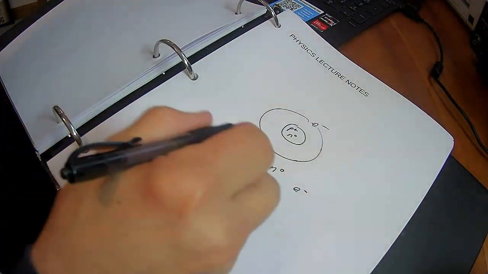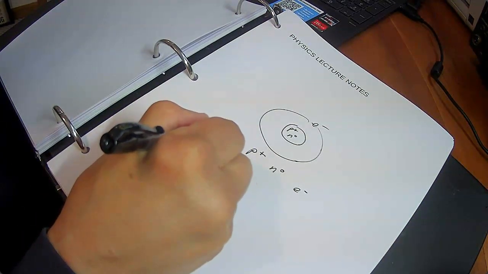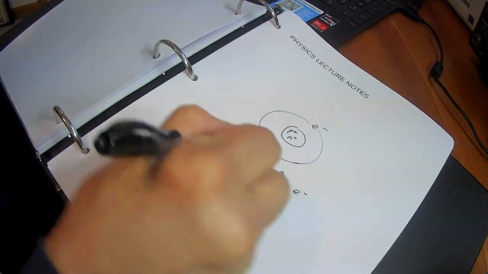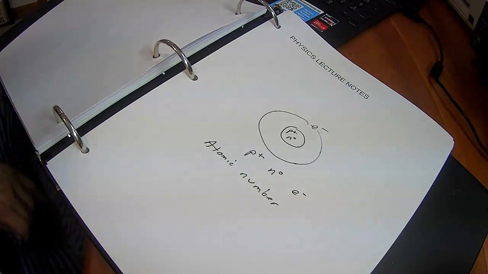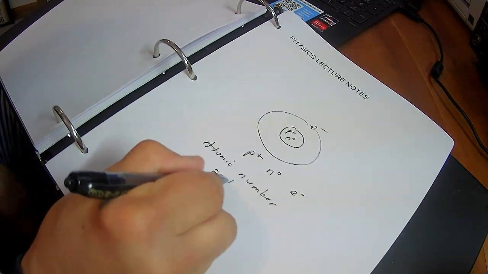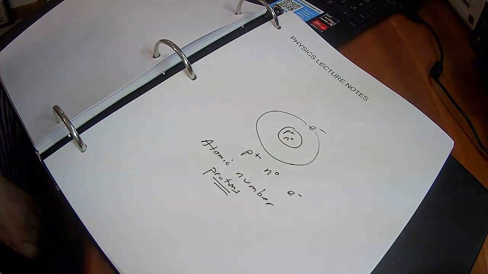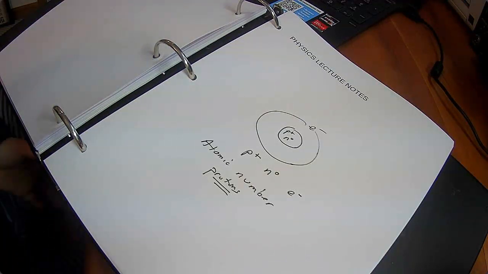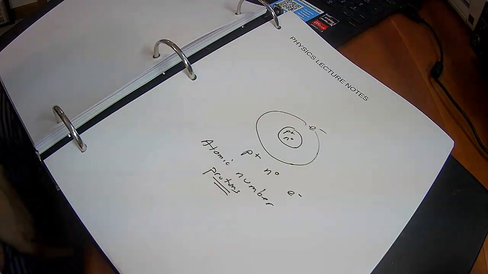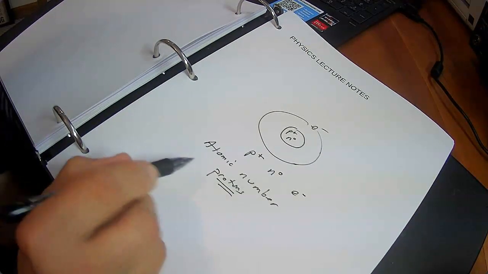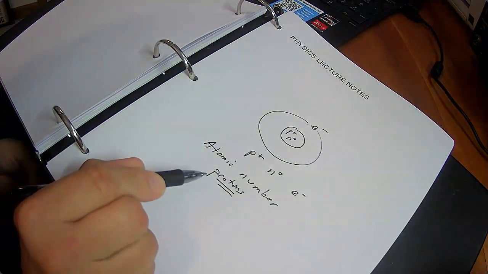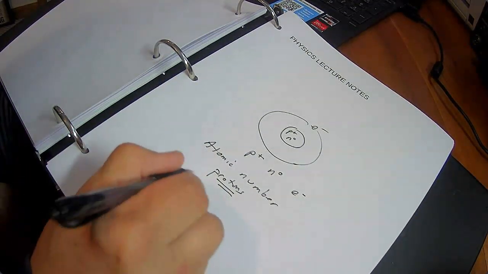Okay, so what do we need to know? When we look at the atom, we need to know that the atom's identity is dictated by the atomic number, and the atomic number is the number of protons. So if something has one proton in the nucleus, it's hydrogen. If it has two protons, it's helium, etc. That number of protons is the indicator of the atom's identity. Now, atoms with a certain number of protons can differ in the number of neutrons.